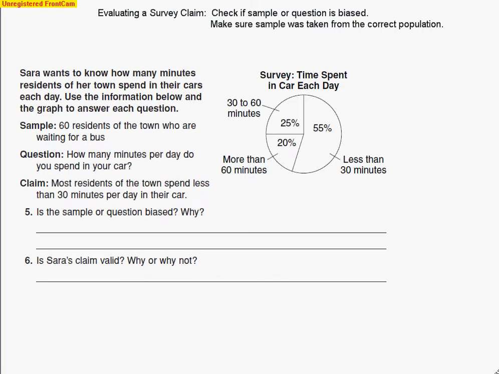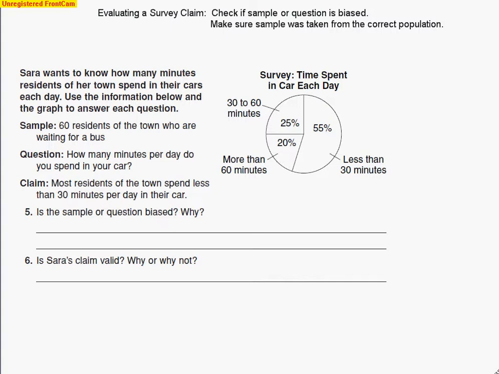The second part of today's lesson is evaluating a survey claim. The key on this is to always check the sample or the question to see if they're biased. In part one, we described what makes a sample biased and what makes a question biased. Just to recap real quick, a sample's biased if it's not random or systematic. Those are good samples, but convenient samples and self-selected samples you want to avoid. Questions are biased if there are key words that lead or persuade people to go with their claim.